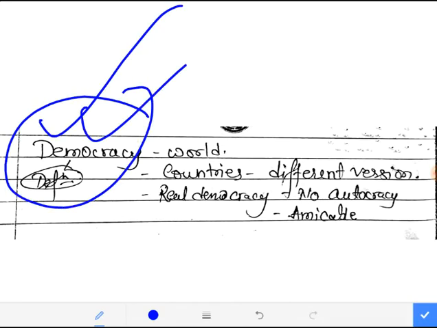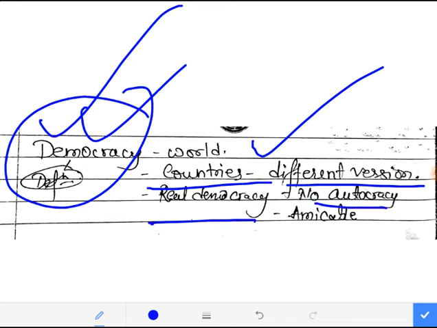Now first you have to write the definition of democracy, right? What democracy is. And not only the Indian context, because this statement is an open-ended question, so you can incorporate the international aspects also. All right, so that's why I have written world, right? Different countries have different versions of democracies, but real democracy actually exists when there is no autocracy, and whenever decisions are to be taken, they are taken in an amicable manner, right?